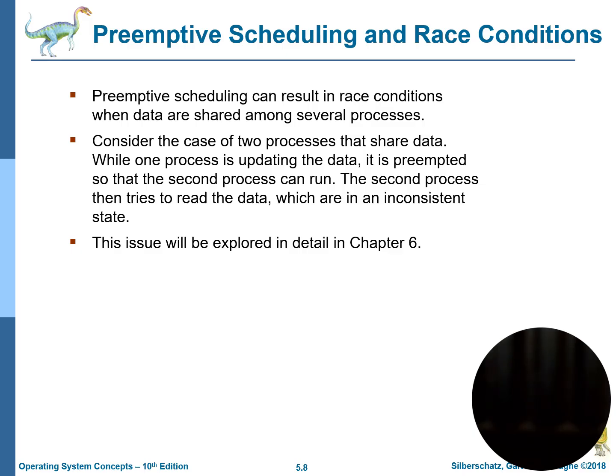So preemptive scheduling can result in race conditions when data are shared among several processes. Consider the case of two processes that share data. While one process is updating the data, it is preempted so that the second process can run. The second process then tries to read the data, which are in an inconsistent state. The issue can be explored in another chapter, of course. We are not going to talk about it here.